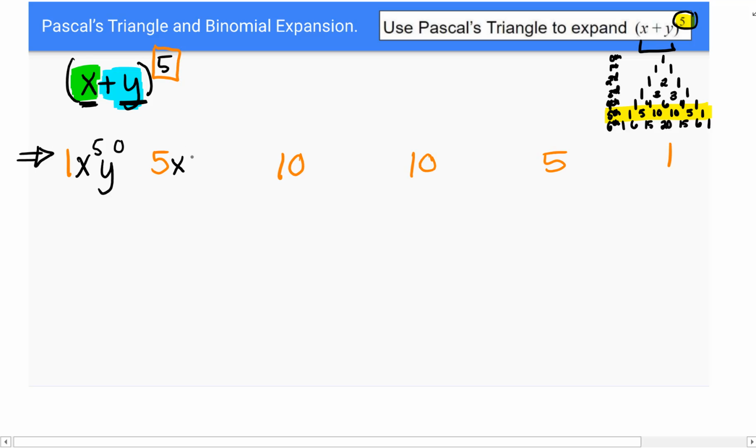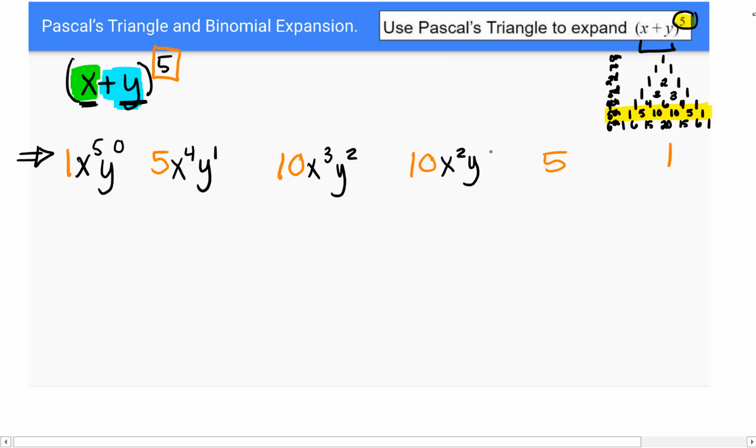Now, x is going to be to the power of 1 less than what it was before. So now it's descending. It's going x to the 4th. The sum of the exponents must still be 5, so y is to the power of 1, which means the exponents of x, the first term in the binomial, will be descending as the exponents of y, the second term in the binomial, will be ascending. Attached to the 10, I should have an x to the power of 3 times y to the power of 2. Attached to this 10, x is descending, so now x is to the power of 2.